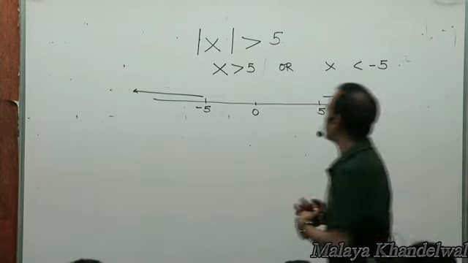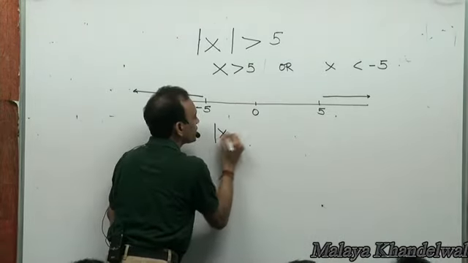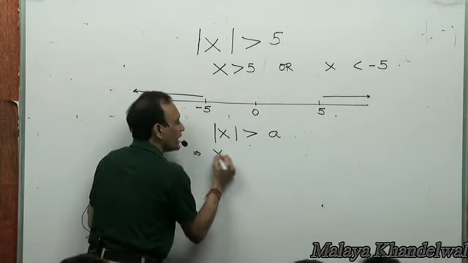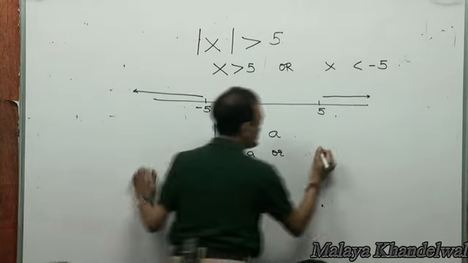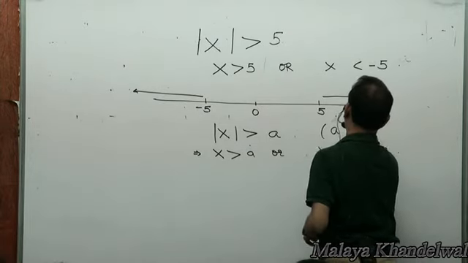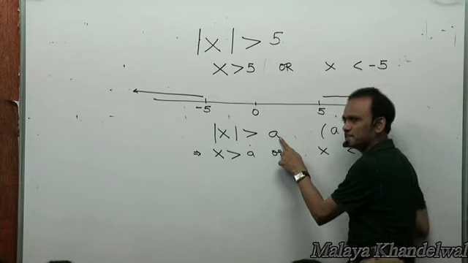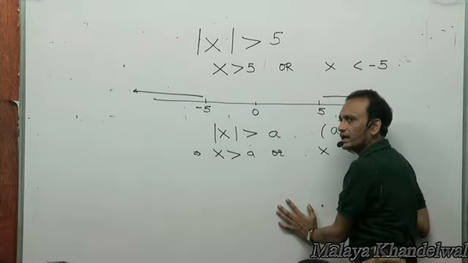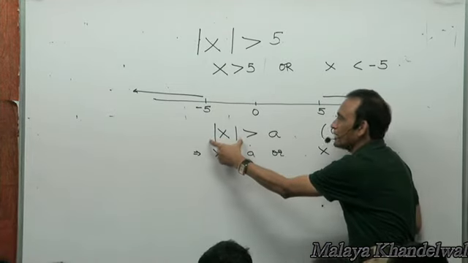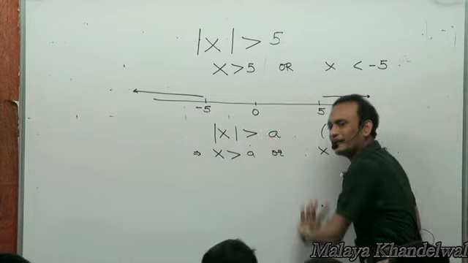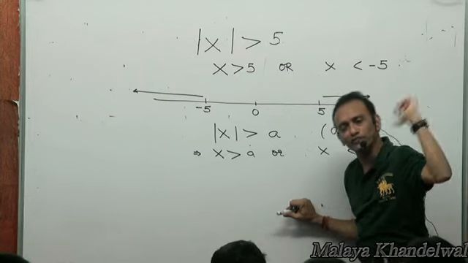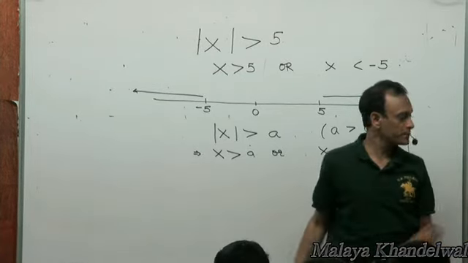Yes or no? And in a very general sense, if I said mod x greater than a, where a is a positive number, it would mean x greater than a or x less than minus a, if a is positive. But if a is negative, then mod x greater than a holds for all values of x. If a is a negative number, then a non-negative number will always be larger than a negative number. So if a is a negative number, mod x greater than a will be true for all real values of x, right?